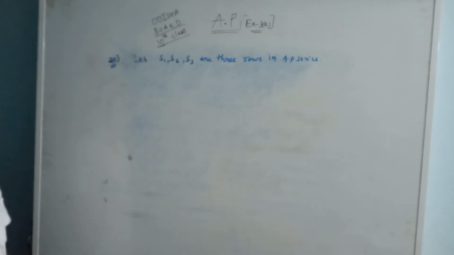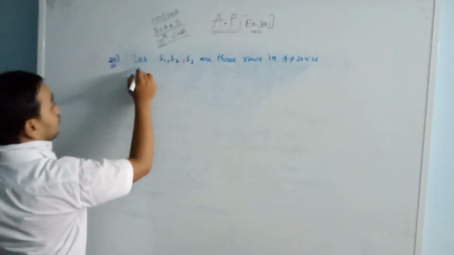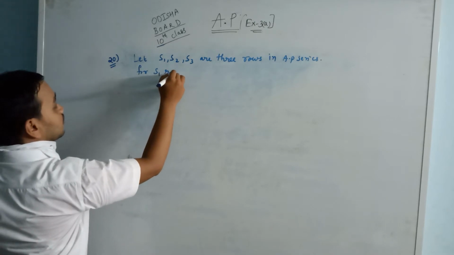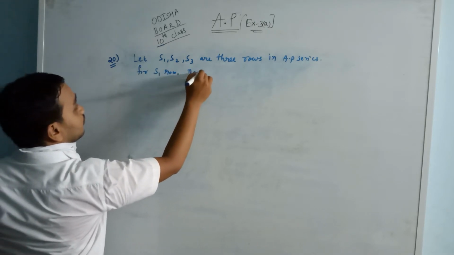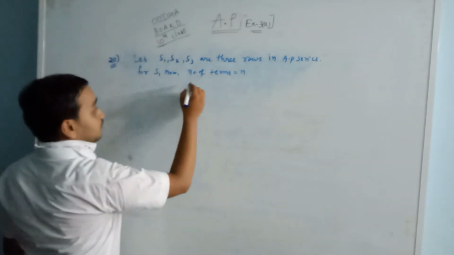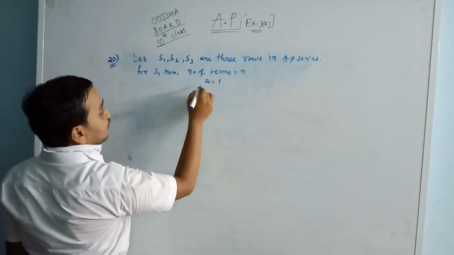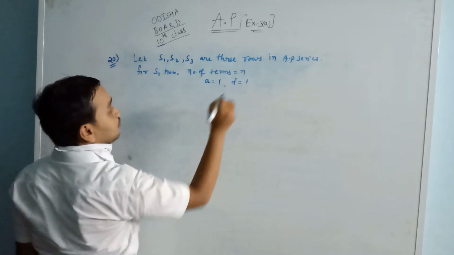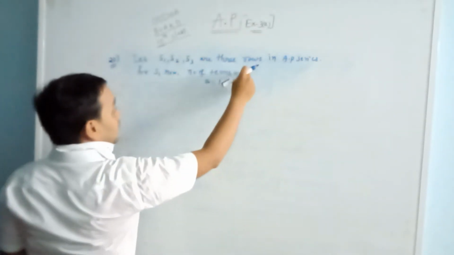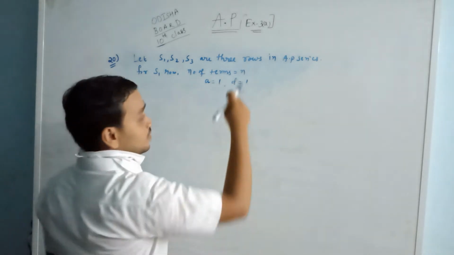Let S1, S2, S3 be 3 rows in an AP series. For the S1 row, the number of terms is equal to n, A is equal to 1 and D is equal to 1, because for every row the number of terms is the same, A is also the same, but the difference is the common difference. That means 1, 2, 3.